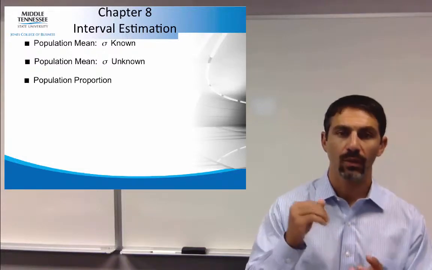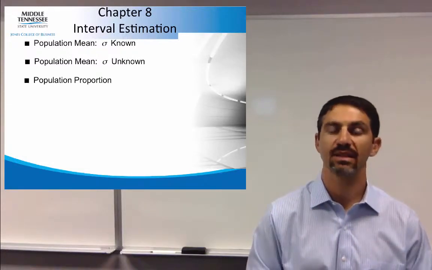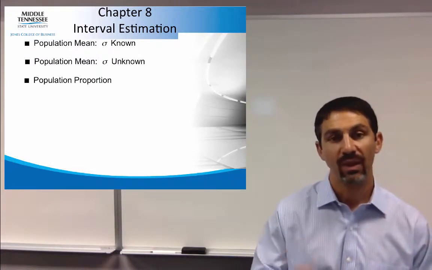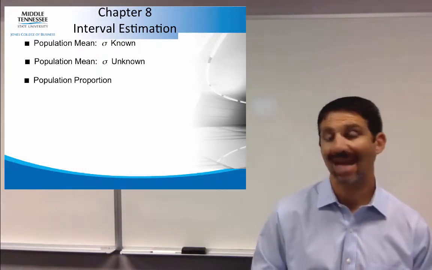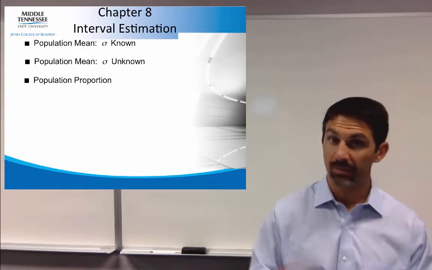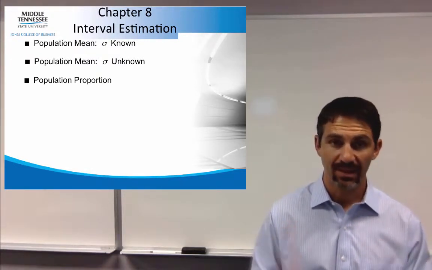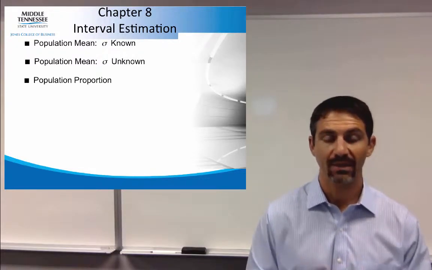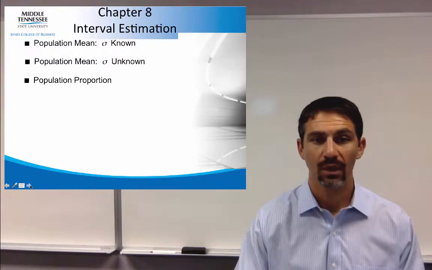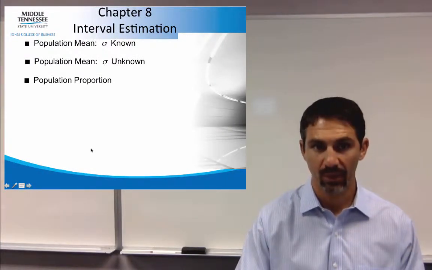We've gone through creating a confidence interval when sigma is known for a population mean. We have done it for when sigma is not known, and that's when we did t. And now we're looking at population proportions. And actually with this information, we can calculate a confidence interval for a population proportion.